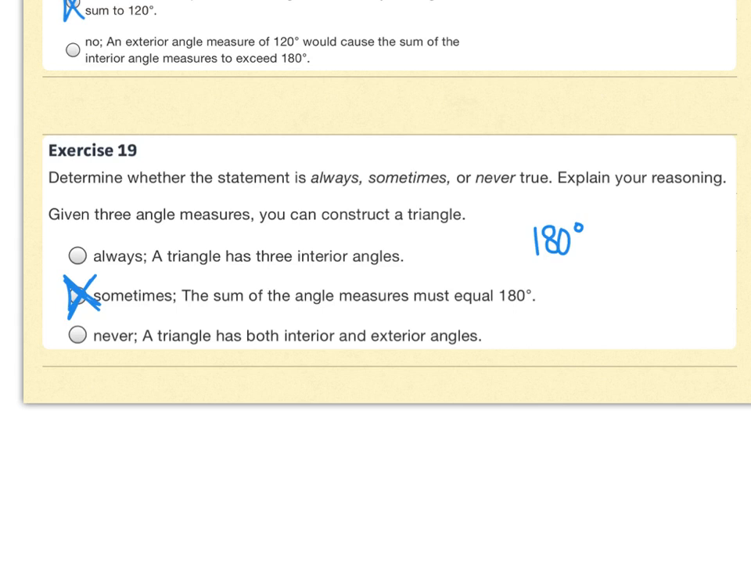I won't say never because three angles could very well add to 180, but I can't say always because the three angles could be whatever they want it to be. So this is definitely a sometimes answer.